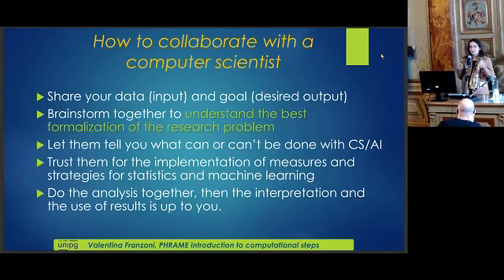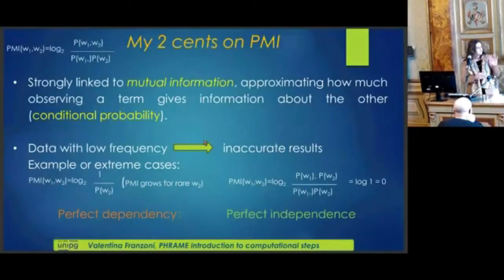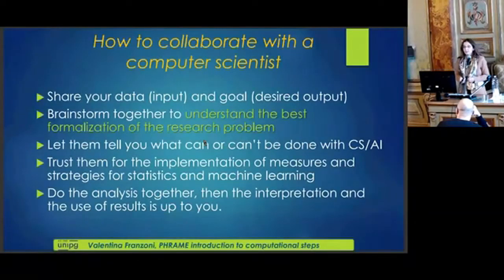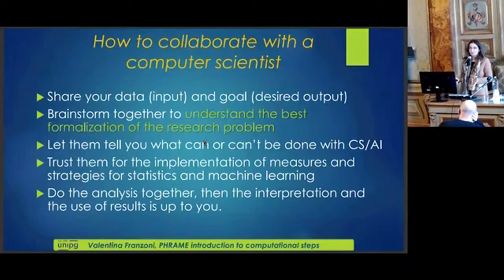So when we brainstorm together and when we can formalize the problem correctly, we can let you know what computer science, or even AI, machine learning, can do for you, because it can happen that you don't know that something exists and that we can do something automatically instead of spending a lot of time. And this is my intervention for this. Then, of course, you have to trust us for the implementation because it's our job. But when we give you your results, our output, the interpretation is up to you. So we can give you tools, but it's up to you to use those tools correctly because, of course, we don't know what you know about the topic.